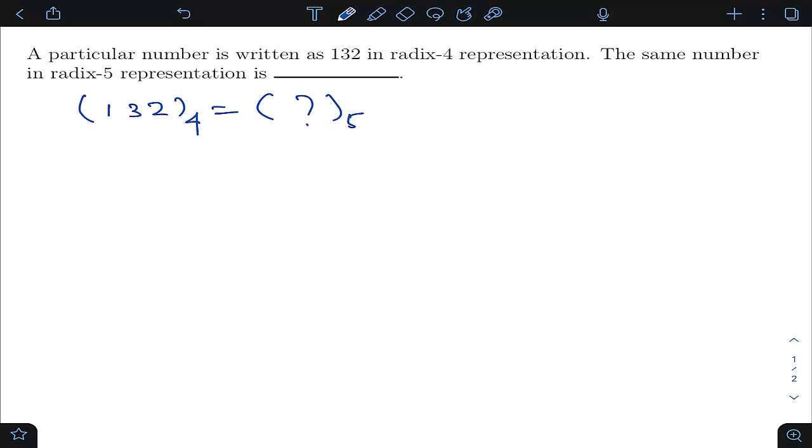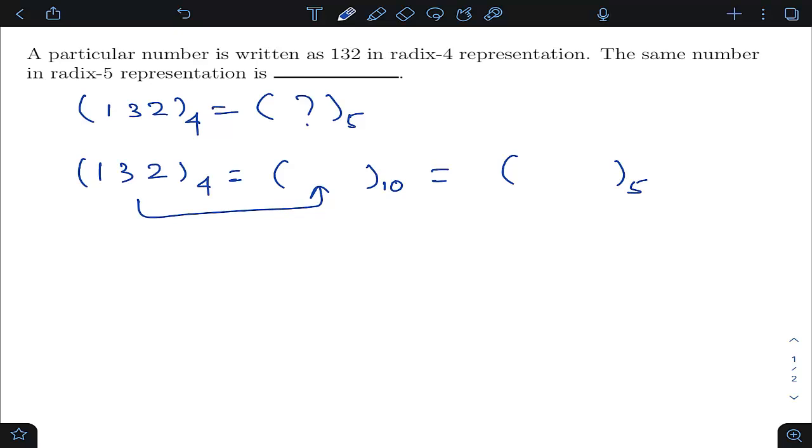In such cases, students, you know very well, we use the base 10 number system as the intermediate number system. First we find the base 10 equivalent of 132, and once we know that, we convert that base 10 number into its equivalent base 5 number. So how do you convert a number of any base into base 10? We just have to expand the polynomial.